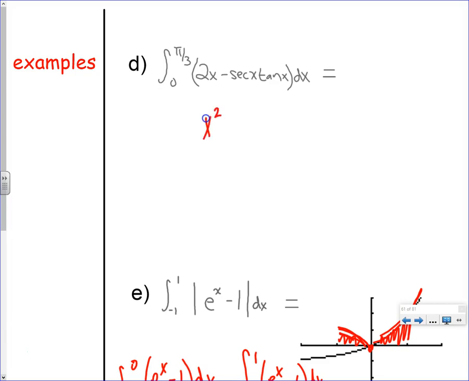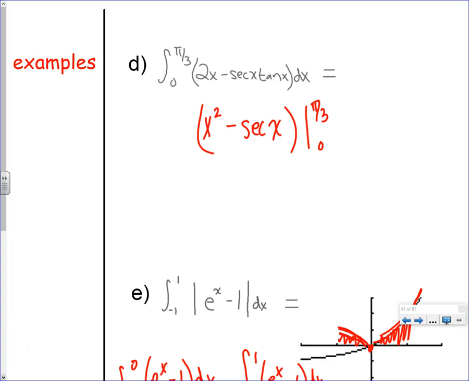X squared. What's the antiderivative of this guy? Secant X. And it's a positive secant, but there's a minus, right? Am I going to put a plus C? No. Because what happens every time I plug it in the bounds to the plus C? Good. We're just saving time. Now, why did I write the pi over 3 and a 0 again?